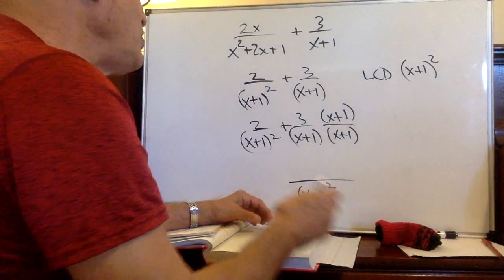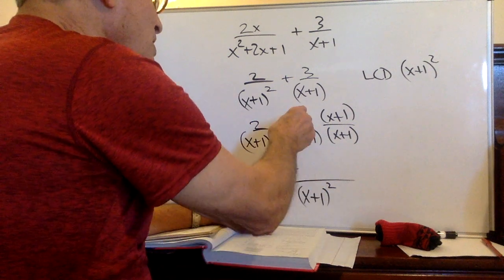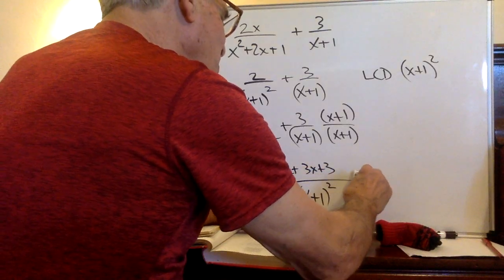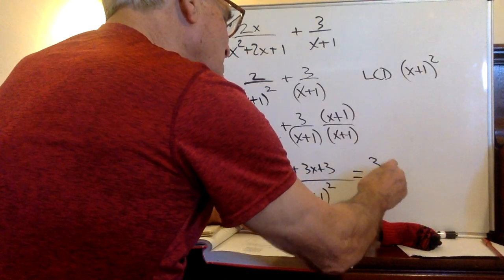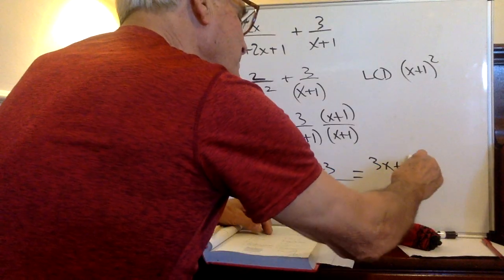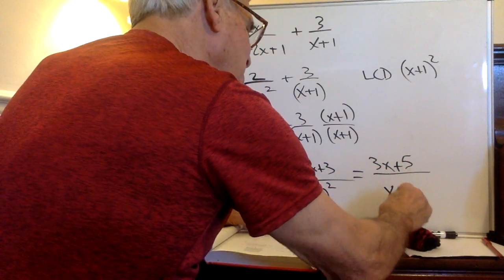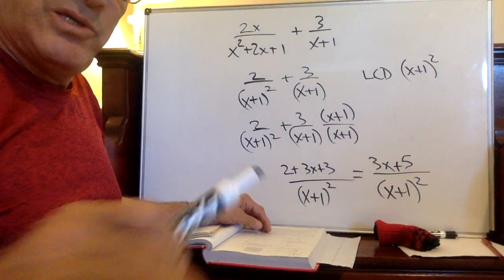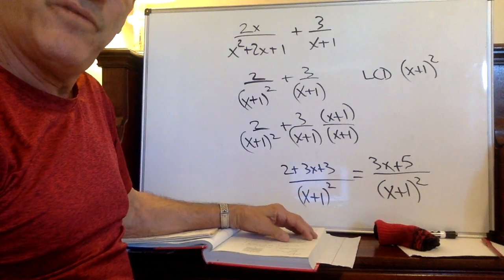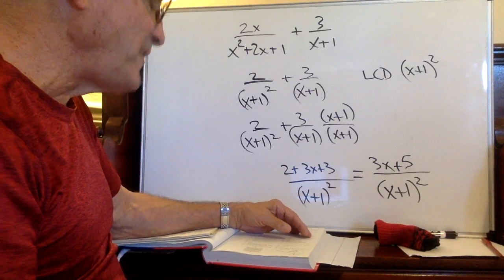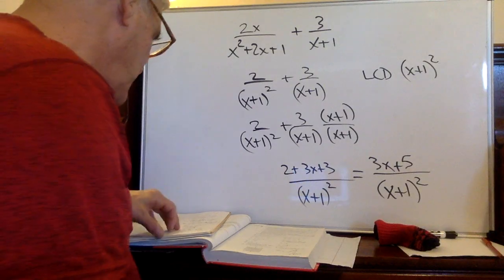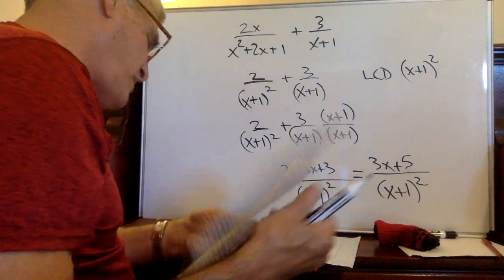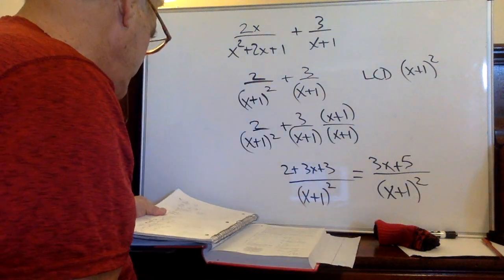And I can combine the two numerators. 2 plus 3 times that is plus 3x plus 3. So in simplest form, I get 3x plus 5 over the common denominator, x plus 1 squared, and I cannot go any further. That is those two fractions added together and simplified. 3x plus 5 over x plus 1 quantity squared. Number 21. Okay.